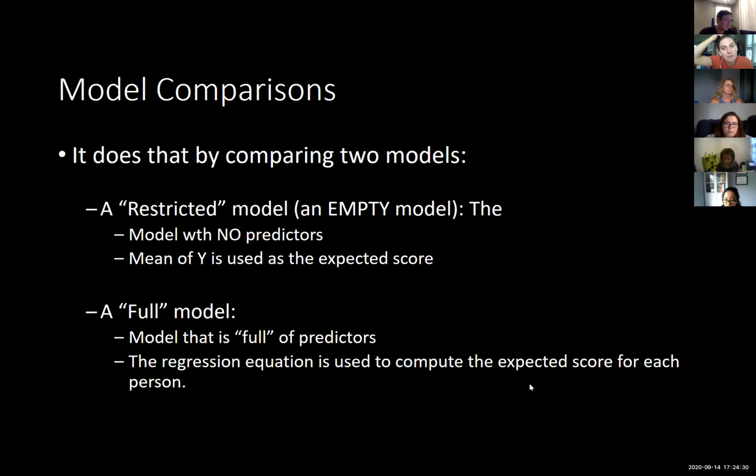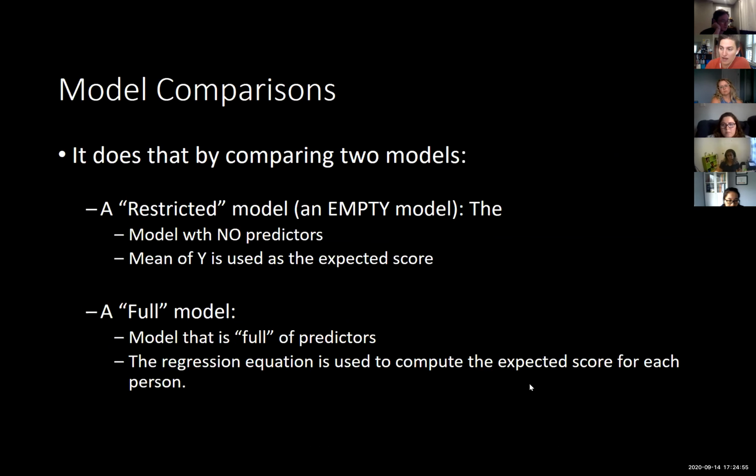And it does that by comparing 2 models. It uses a model comparisons approach. You have a restricted model. It's also sometimes called an empty model. And an empty model is a model with no predictors in it. And if you have no predictors, you just pick the mean of y for everybody and pretend that that's the expected score. I'll show you what that looks like in a second.